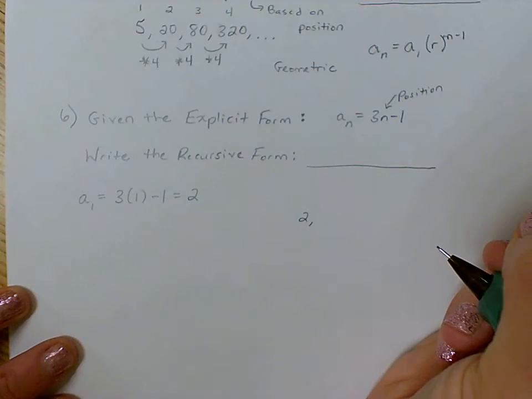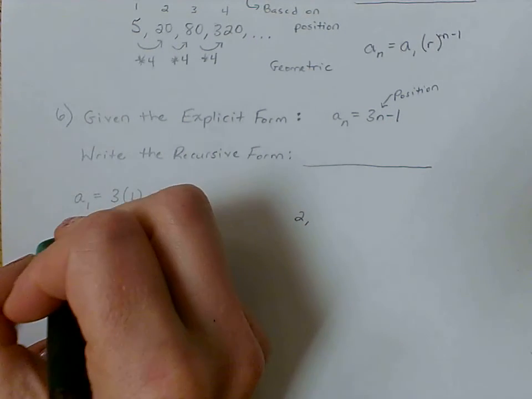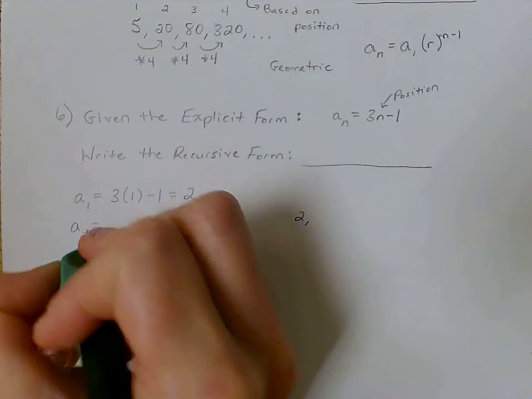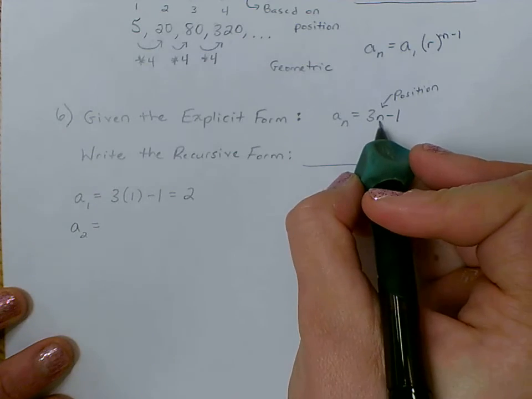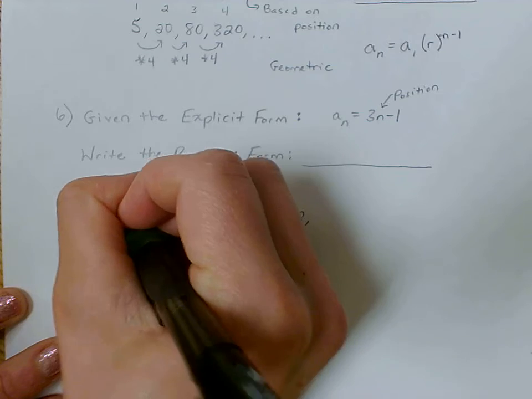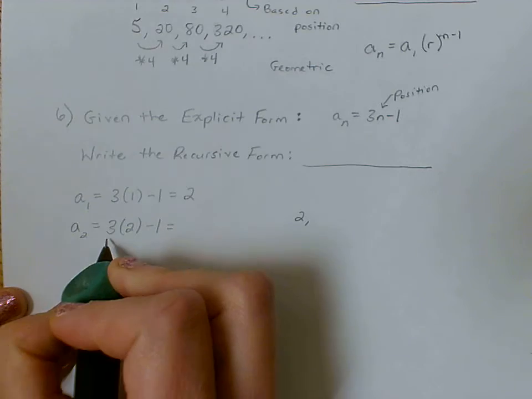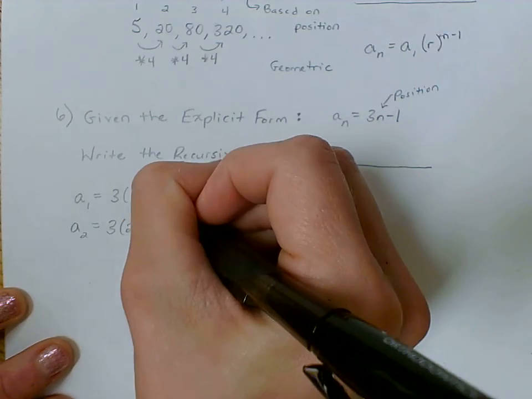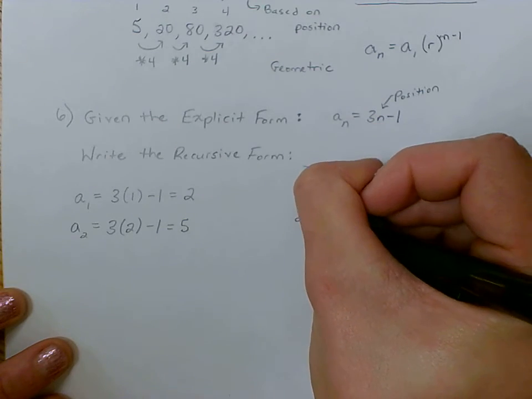So again, the first thing you do is write out the sequence. To find the second term, I do the same thing, but now I'm finding the second term, so I'm going to put a 2 in there. So it'd be 3 times 2 minus 1. 3 times 2 is 6. 6 minus 1 is 5. So that would be the next term in my sequence.